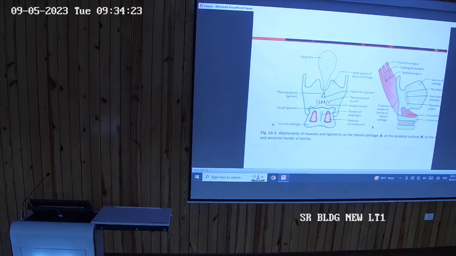From the anterior part of the upper border of the cricoid cartilage, or the arch of the cricoid cartilage, a muscle takes origin, and this muscle is inserted above to the inferior cornu of the thyroid cartilage and the lower border of the thyroid cartilage. This is a very important muscle, cricothyroid. The cricothyroid muscle is one of the muscles which tense the vocal cords.